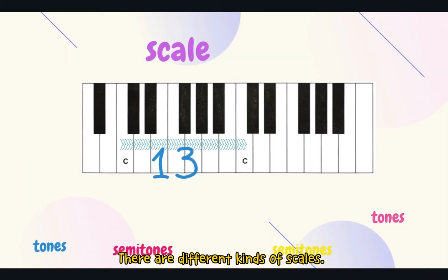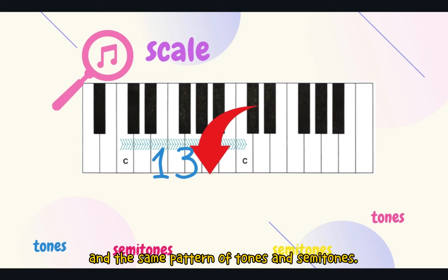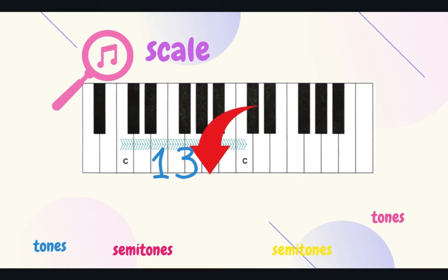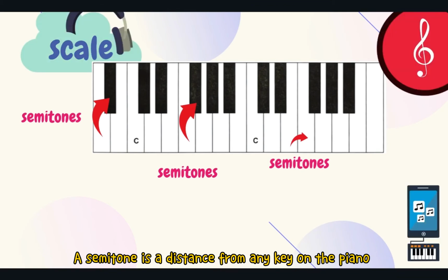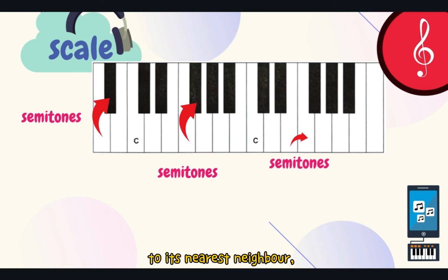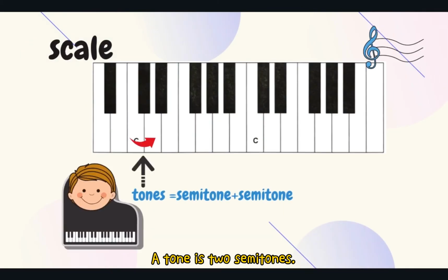There are different kinds of scales. Each kind of scale always has the same number of notes and the same pattern of tones and semitones. Remember, a semitone is a distance from any key on the piano to its nearest neighbor, usually black to white or white to black, but just occasionally white to white. And a tone is two semitones.